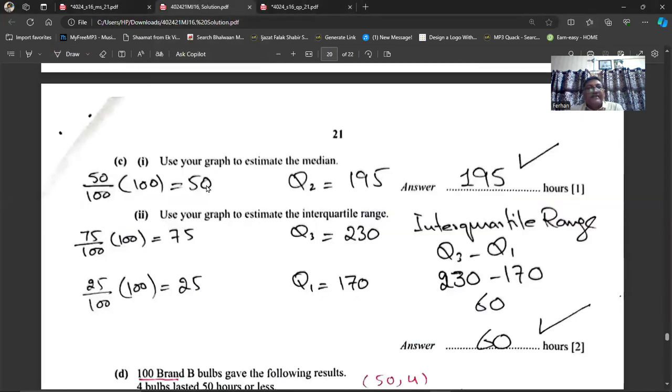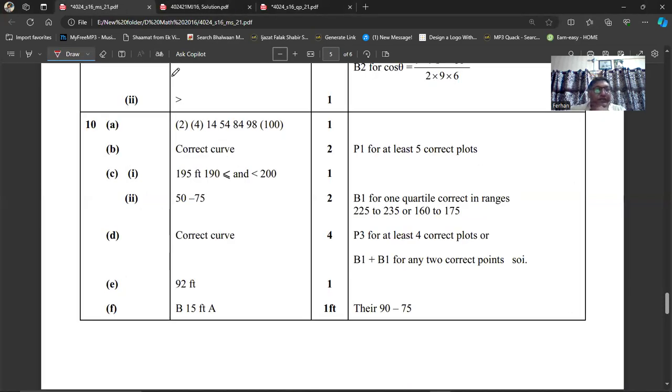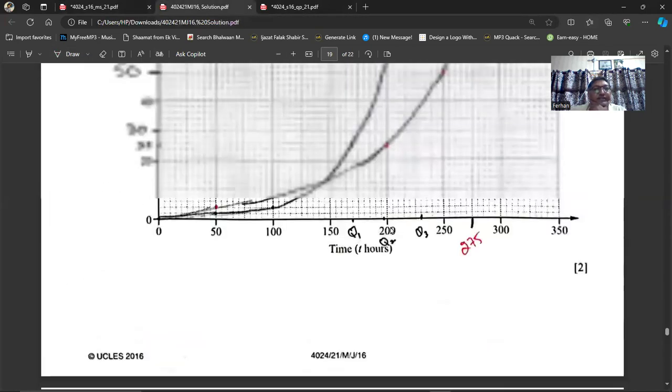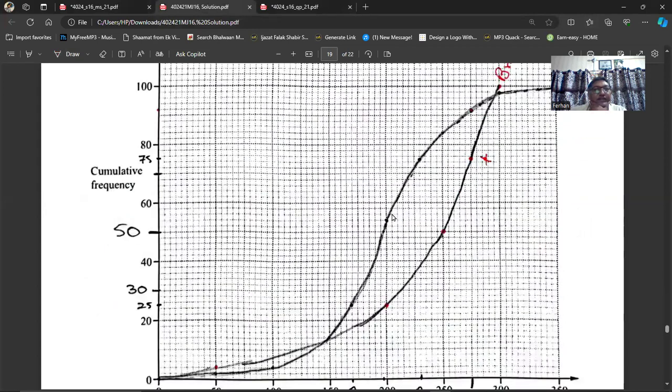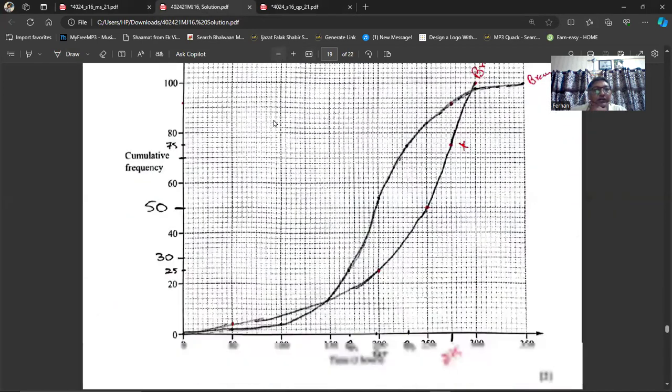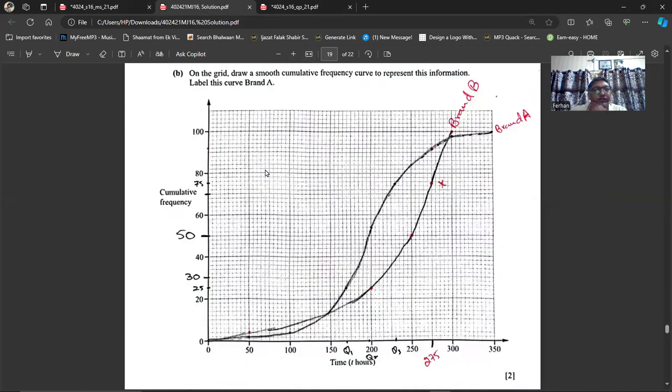So you can see that our answers are right. I can show you the marking scheme once again. These two are the answers, and these are our answers. This is that curve for the brand A.